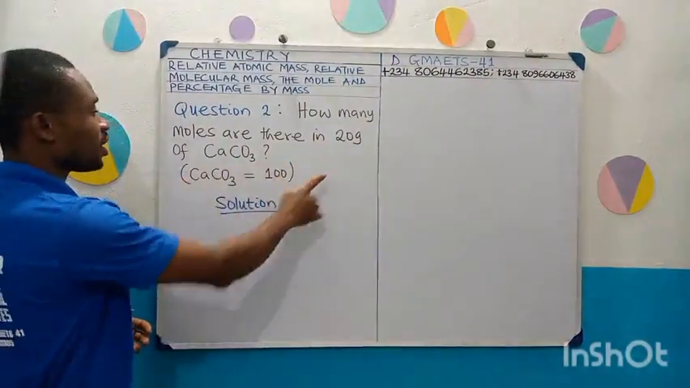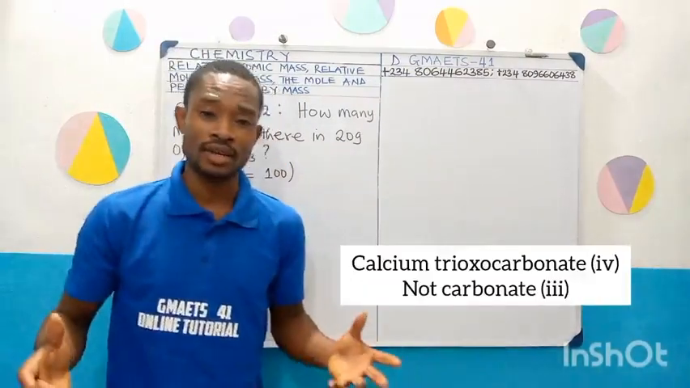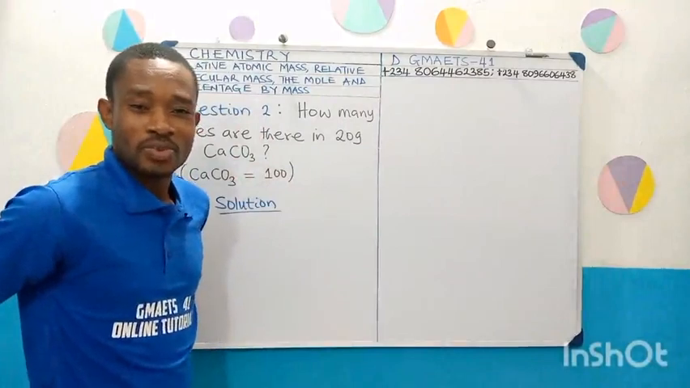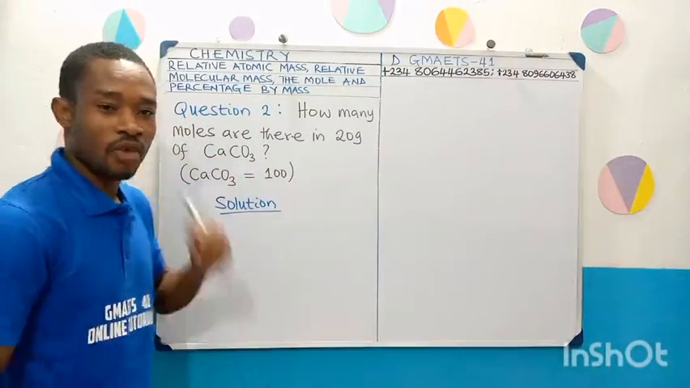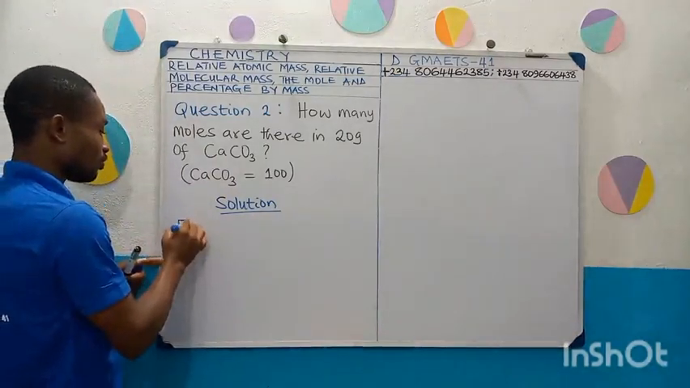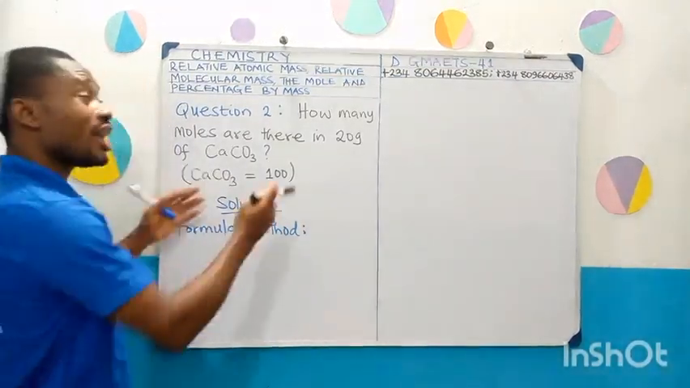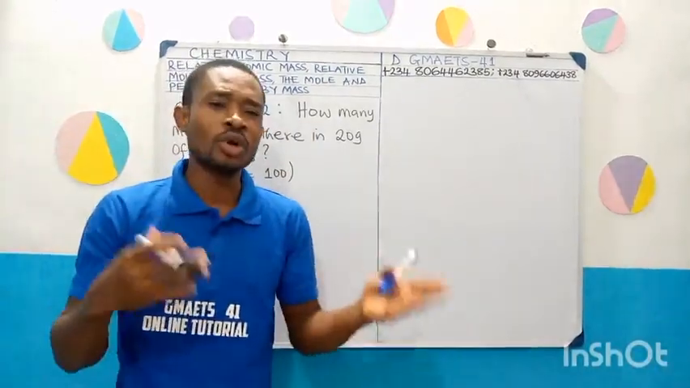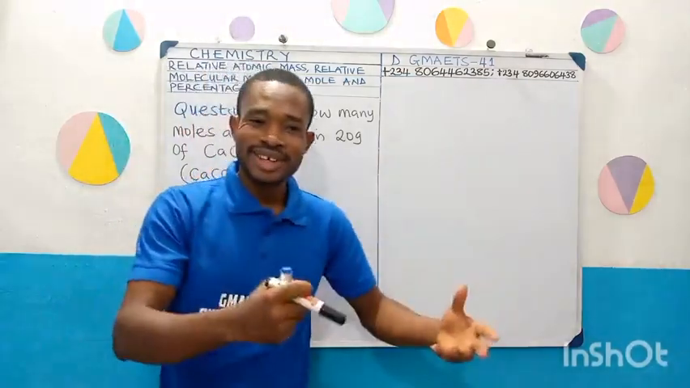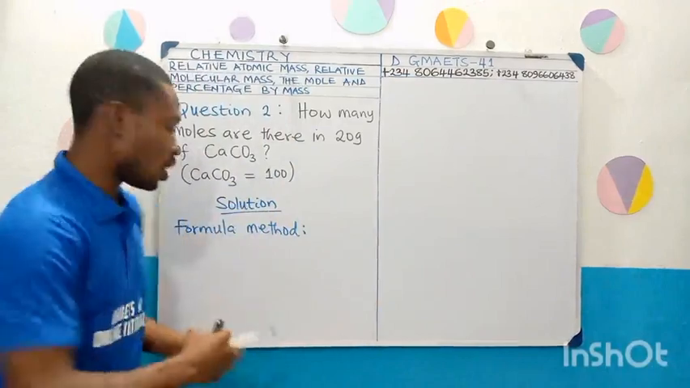How many moles are there in 20 grams of calcium trioxocarbonate 4? How many moles are there in 20 grams of it? So how do we solve this problem? First, let us use the formula method. Alright, so using the formula method, I've given you the formula already, from our previous video. Let us declare our data first. I've told you, I think in one of our classes in physics, that whenever you're solving a calculation, it's important you declare your data first. Bring out the information you know and what you're asked to find.